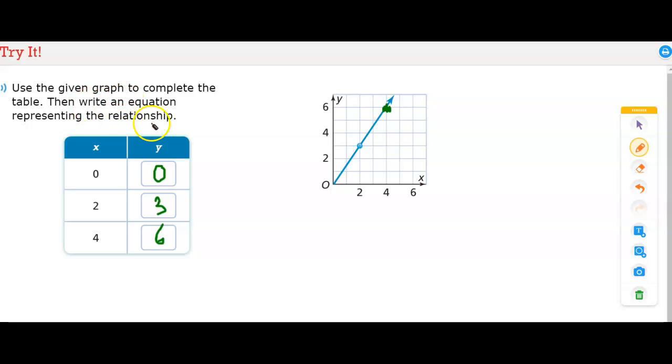So then it says write an equation to represent this relationship. So now we're going to take the values we have in our table to create our equation. So we're going to use the equation y is equal to k times x. Our x value is 0, our y value is 0, and we're going to plug in these values into our equation to represent this relationship.